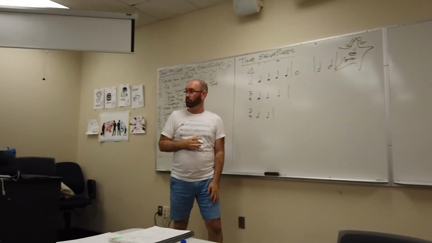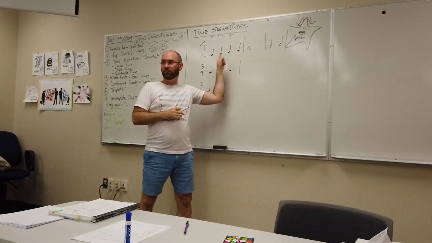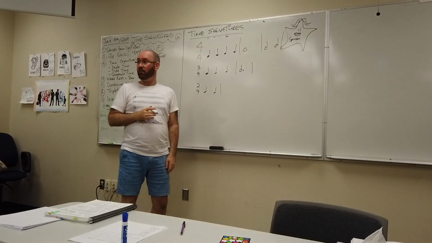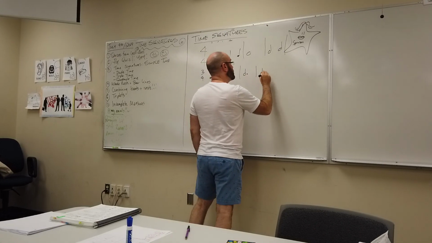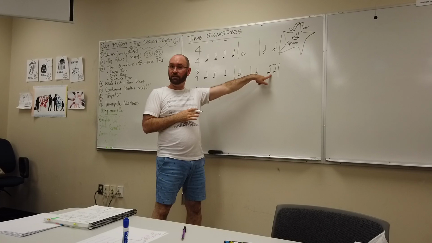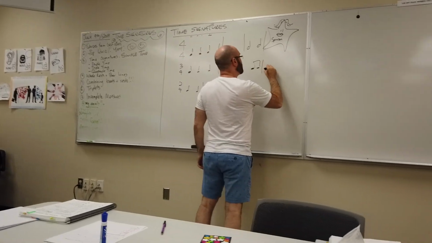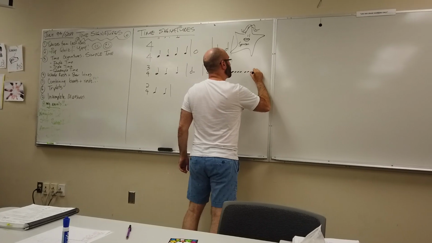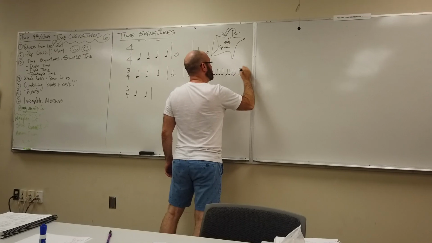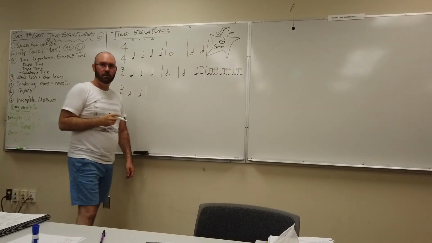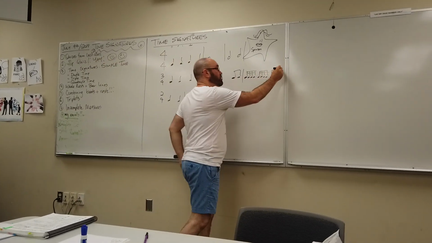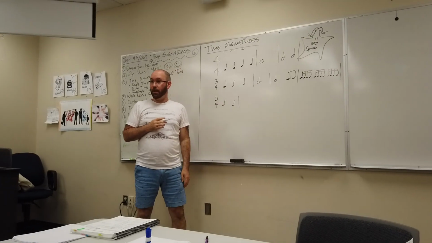2 half notes, that's also 4 beats. These are all in 4/4 time. 3/4 time, we could do a dotted half note, because that's 3 beats. We could do this. 2 beats and 2 eighth notes, that's 3 beats. We could even do this. We could do 12 16th notes. 1 beat, 2 beats, 3 beats. These are all in 3/4 time.